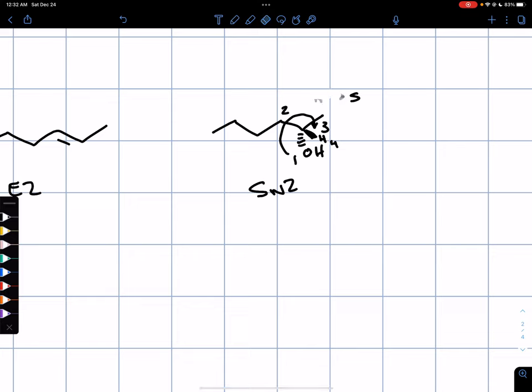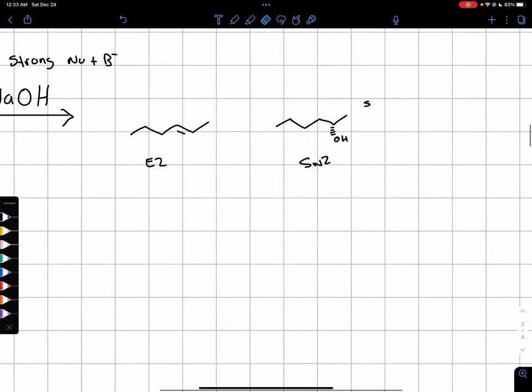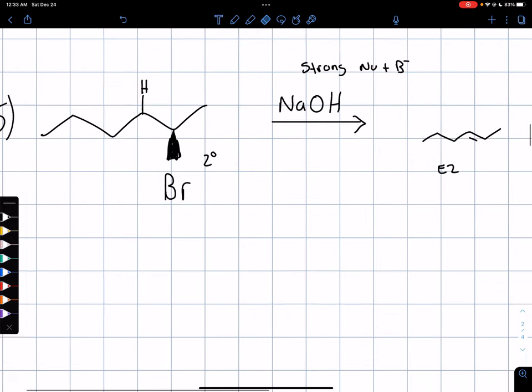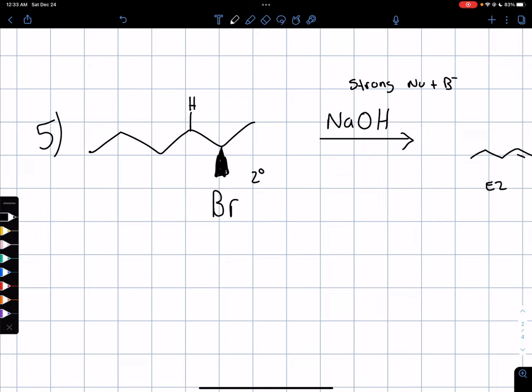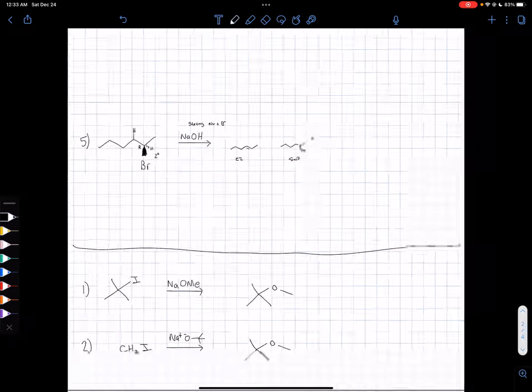So let me erase that. Oops, didn't want to do that. There we go. Okay, so yes, this is S configuration, which means before it must have been R configuration, and we can test that to be sure. So 1, 2, 3. Our H is on a dash, so you go counterclockwise. That's going to give you R, and there's no flipping needed, so yes, it was indeed R configuration before the reaction. So that was just for fun.